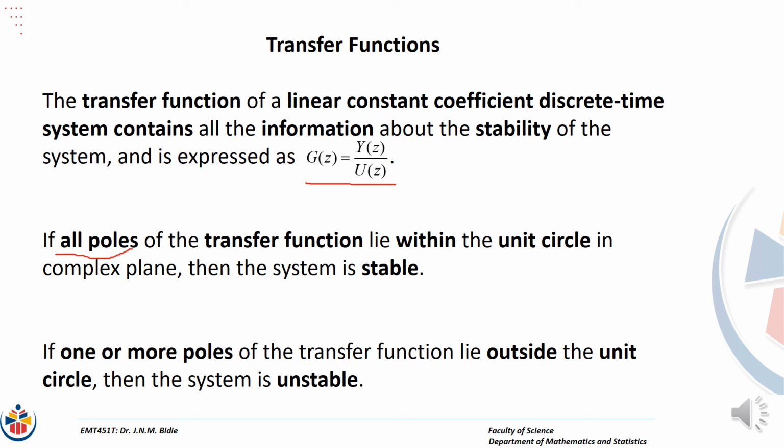If all the poles are within a unit circle, which is a circle of radius 1, then we know that the system is stable. But if you discover that there is one or more poles that are outside the unit circle, then the system is unstable. Even if all the others are inside, if there is even one that is outside the unit circle, then that means the system is unstable.